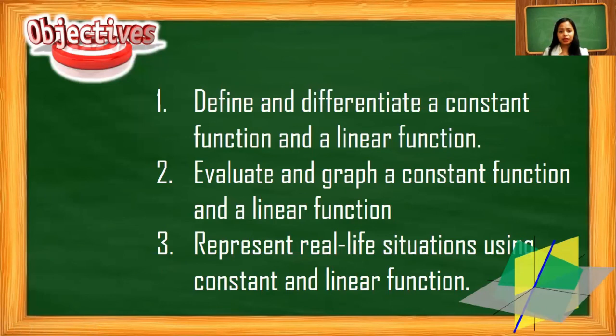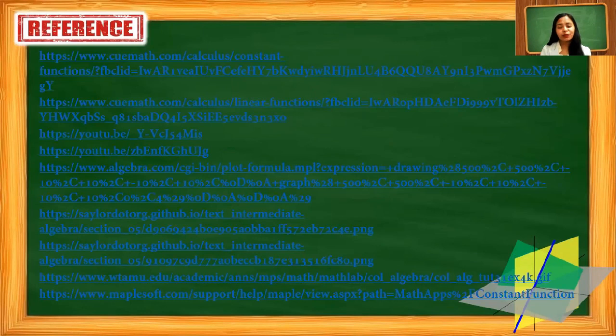And now, let us check if our learning objectives are achieved. We defined and differentiated a constant function and a linear function. Check. We evaluated and graphed a constant function and a linear function. Check. We represented real-life situations using constant and linear functions. Check. So if you are going to do some research to understand more about the linear and constant function, I have here our references.